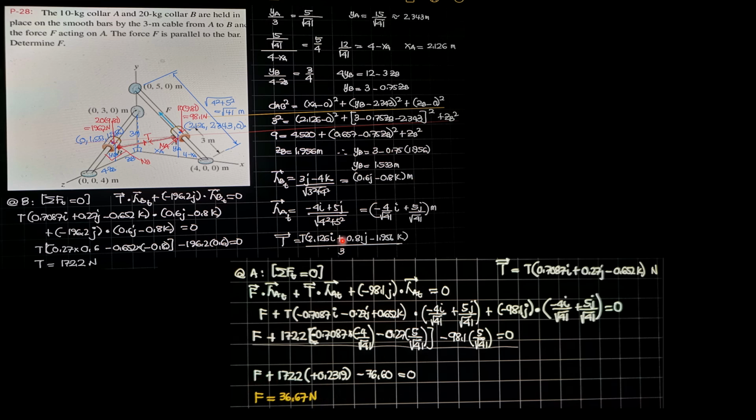Transposing this to the right, 76.6 minus 172.2 times 0.2319, we can now solve F: 36.87 Newton. So that's it for this video, and I hope that your knowledge and your technique in analyzing force systems in equilibrium, especially force systems in space, will be increased.